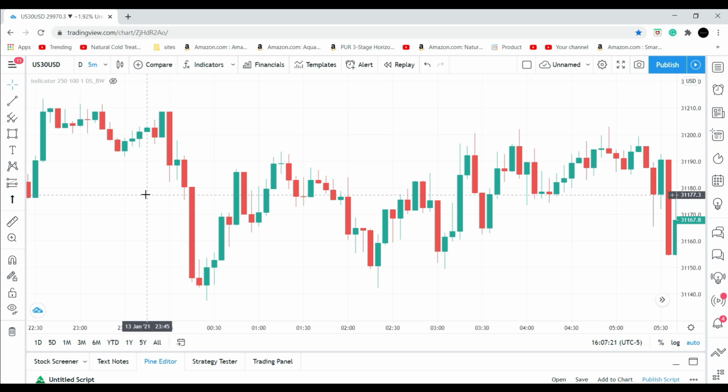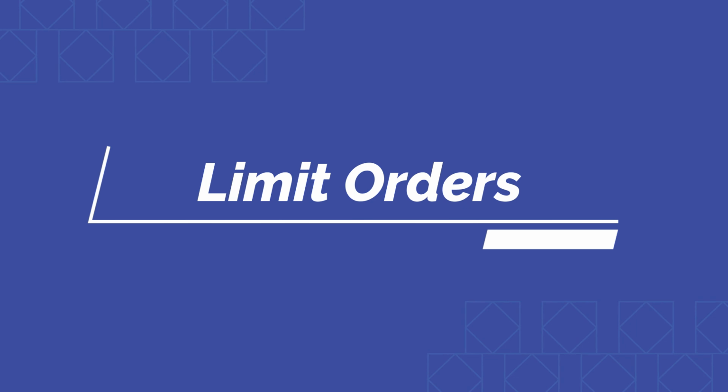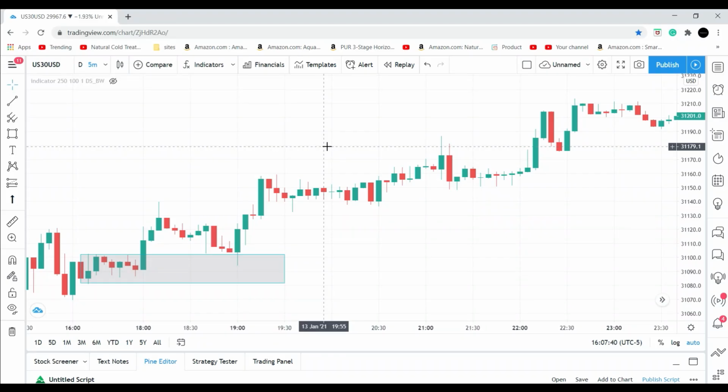All right, so the first way to actually make more pips when trading the US30 is using limit orders. So let's go to it. Right here we have a nice demand area. Now, limit orders is a little bit advanced.